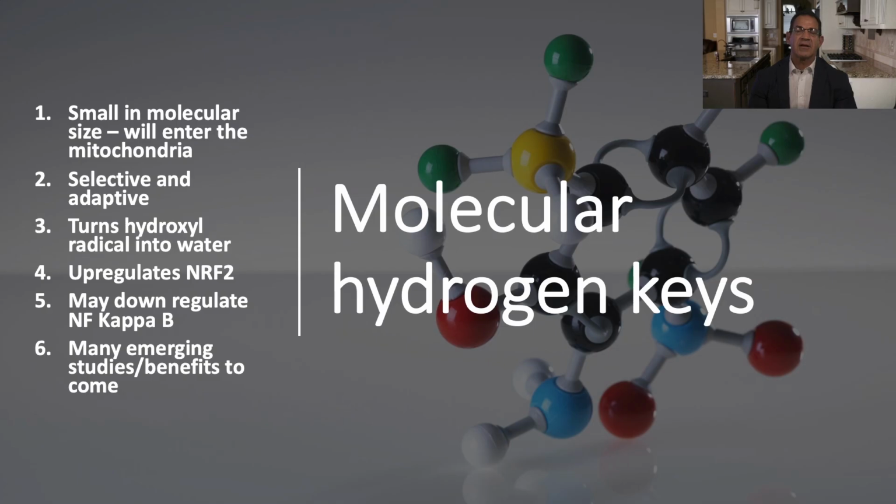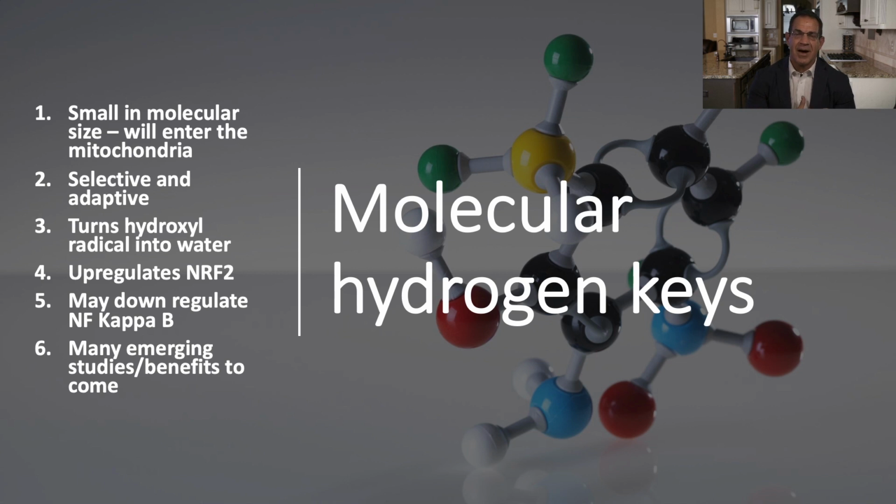Now, understand this. Here's a couple of keys as we wrap up part 2. We talked about this before. The key point about molecular hydrogen is going to be that it's super small, the smallest molecule out there, and it'll enter pretty much into the mitochondria anytime you want. So where was the majority of the free radicals created? Inside of the mitochondria.